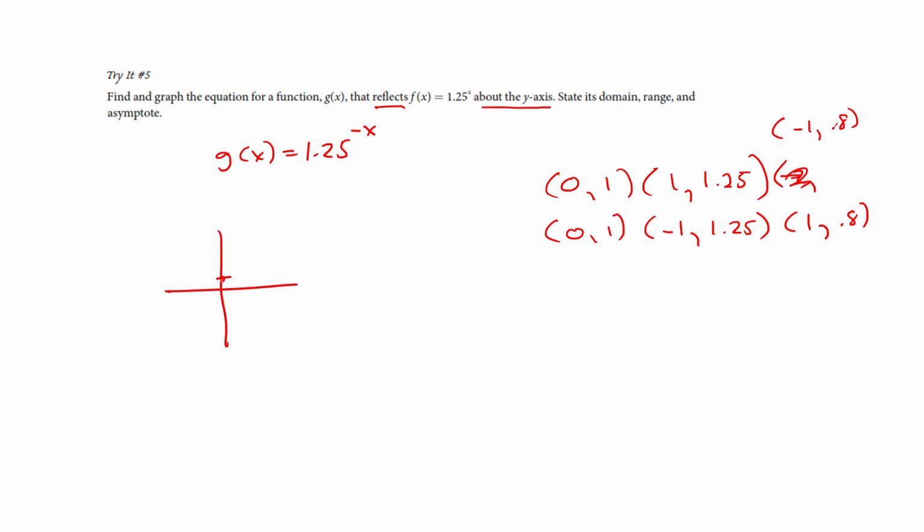And interestingly, 0, 1 doesn't flip because it'd be like we're flipping the paper over this axis, but that was on the axis, so that would be fine. Now what was at 1, 1.25 is now at negative 1, 1.25.